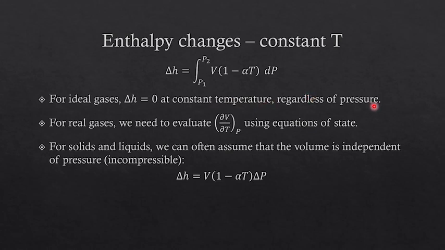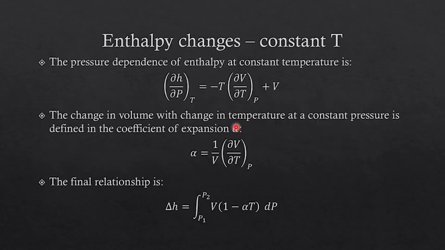That is why for most of our applications, we have been neglecting the contribution of the change in pressure in the enthalpy of ideal gases, because this equation mathematically reduces to zero for ideal gases only. For real gases, you need to evaluate the change in volume with respect to temperature at constant pressure using equations of state. So let's say, for example, we have the Peng-Robinson equation or the Soave-Redlich-Kwong equation. You simply need to get the derivative of volume with respect to temperature at constant pressure. Once you get that expression, you substitute it here and you solve for delta H.